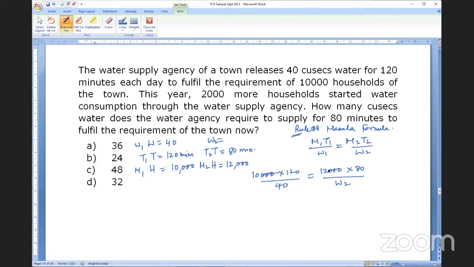This goes 5 and this is 6, 42, 43, 3, 6 is 2, 5, 40 is 8. So W2 would be 8 into 4, 16 into 2, 32. So 32 cusecs of water is required by the water agency to supply for 80 minutes to the new population of the town, that is 12,000. So we have that in option D.